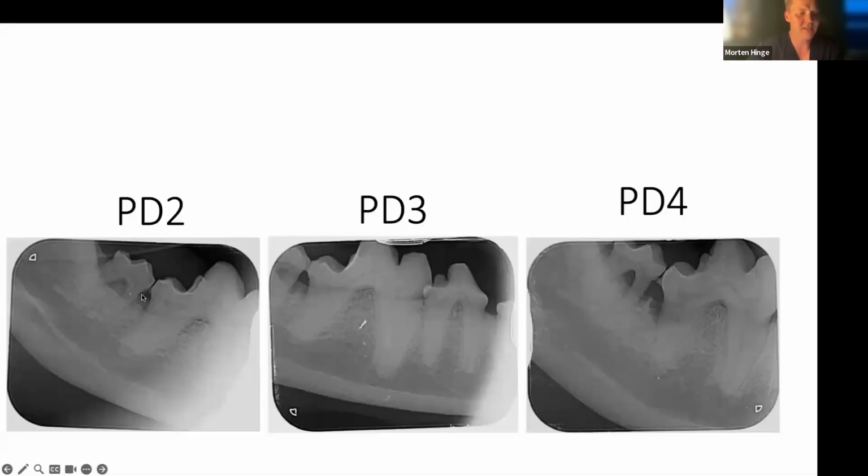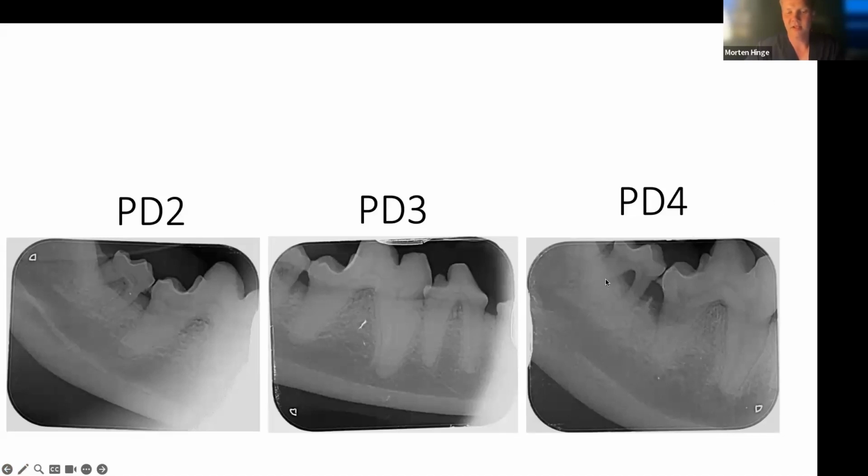PD2, you can see the shadow go down to here. The lowest part. Don't look at the opposite, look always at the worst part. So the lowest part here, and this is PD2. PD3, you get close to 50% bone loss on this root, and so I would extract that to try and save this one.